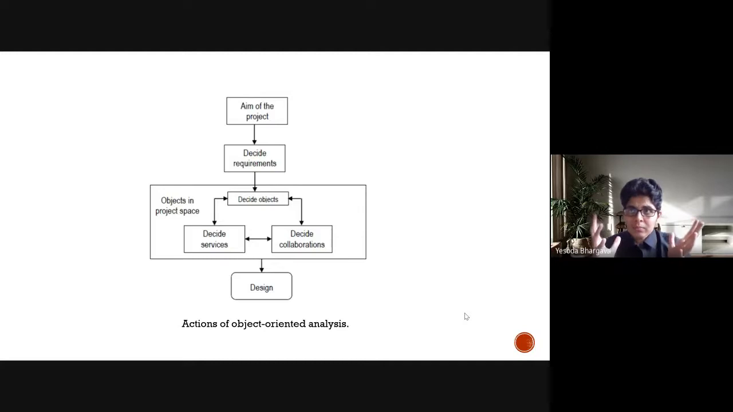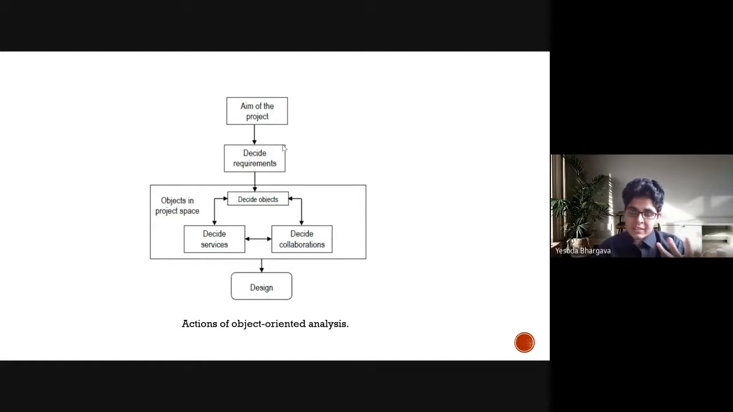Now don't get caught up in the methodology or the technical things. Just try to understand intuitively what is happening when we talk about object oriented analysis. Basically, you know some aim of the project and you have identified the aim of the project. Based on your understanding of the problem, you decide the requirements. So basically requirements are the functions that the system is supposed to perform for fulfilling the overall functionality of the product that you are making.